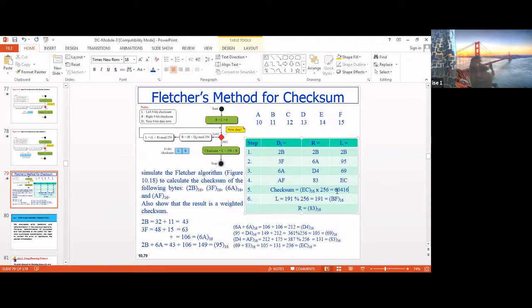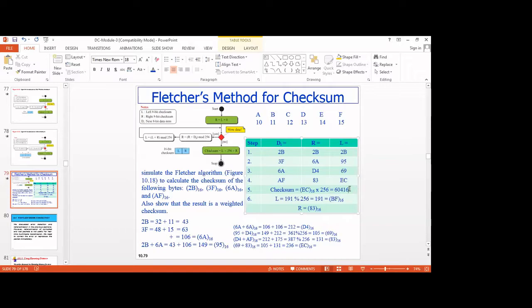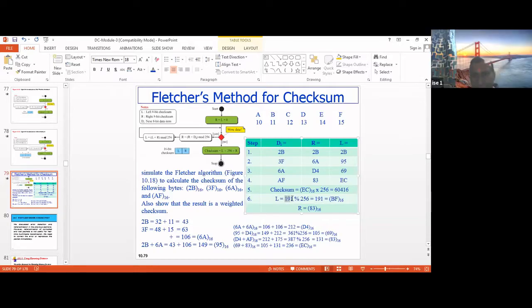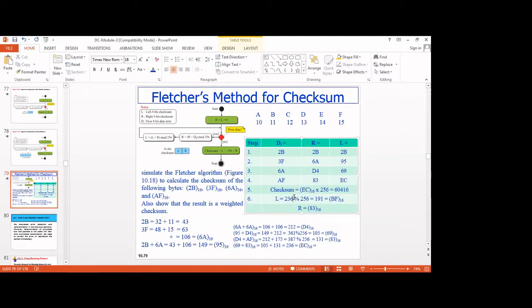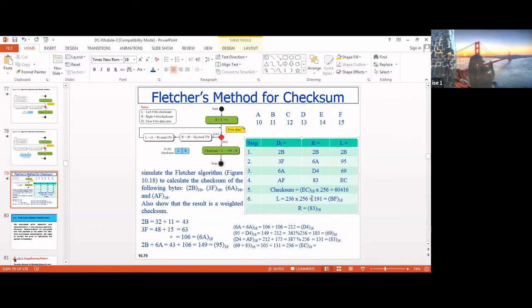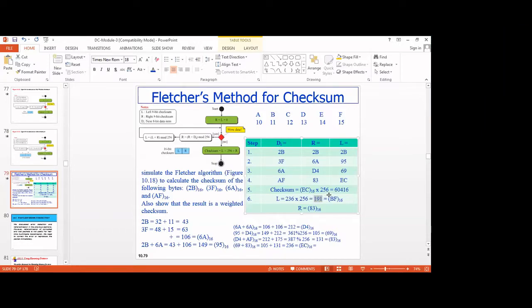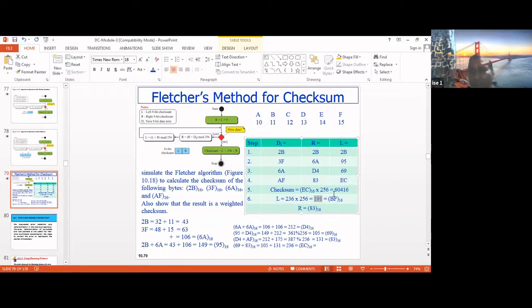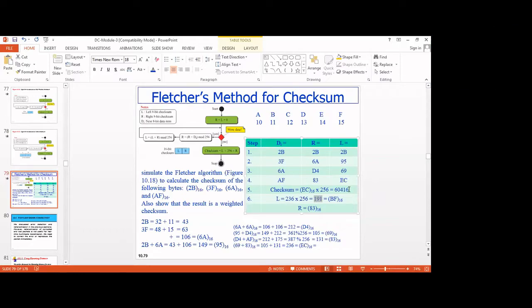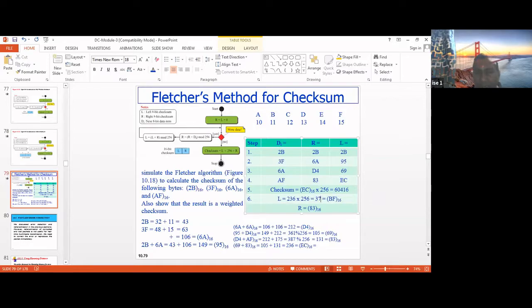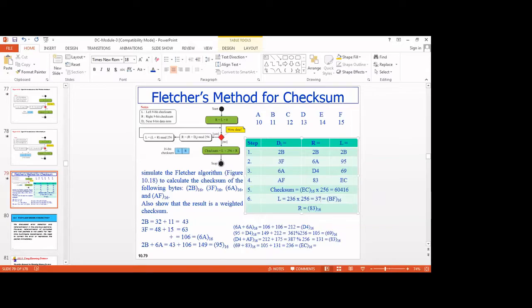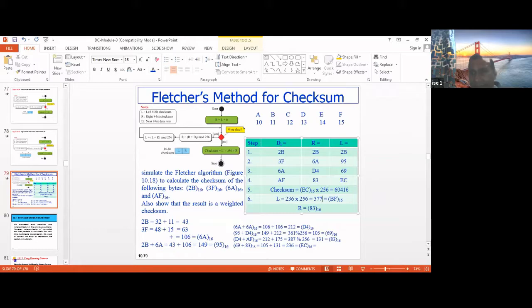Now convert that into base 16. Divided by 16 you make. 60416 divided by 16, how much are you getting? 3776.